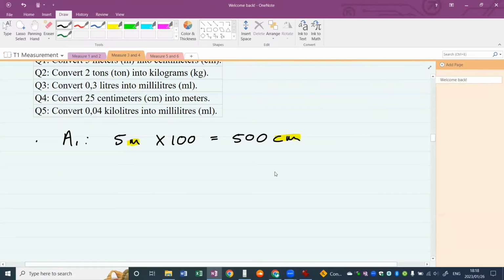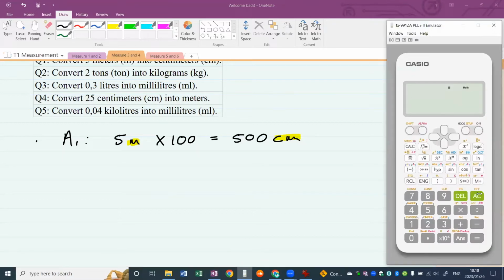Okay, so our method is working. We don't really need to do it on the calculator, for those of you that want to check. Sorry, my apologies. Let's do 100 instead. There we go. So 5 times 100 is 500 centimeters. Okay, so that was the first question.